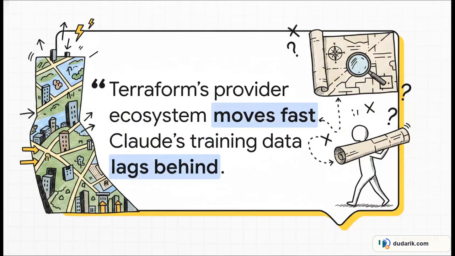And this quote just hits the nail on the head. The ecosystem moves so fast. New resources pop up, old arguments get thrown out, defaults change. The AI's training data, no matter how smart the model is, is always playing catch-up. It's like trying to navigate a city that's constantly rebuilding itself using last year's map. It's just not going to work.